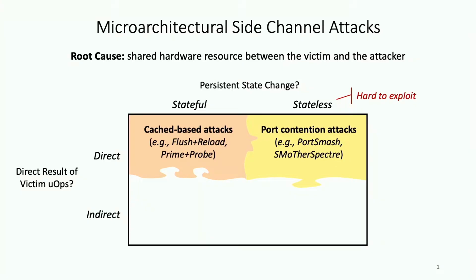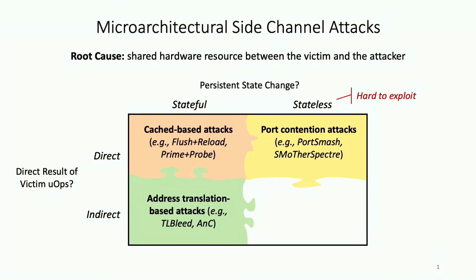Because contention effects are usually small in stateless channels, they are considered harder to exploit than stateful ones. The second dimension is whether the information in the channel is a direct result of victim micro-ops. Examples of stateful indirect channels are those that leave a TLB or cache footprint because of address translation or hardware prefetcher. Usually, indirect channels are easily overlooked by side channel defenses. Now, the question is, do we have any stateless indirect channel?